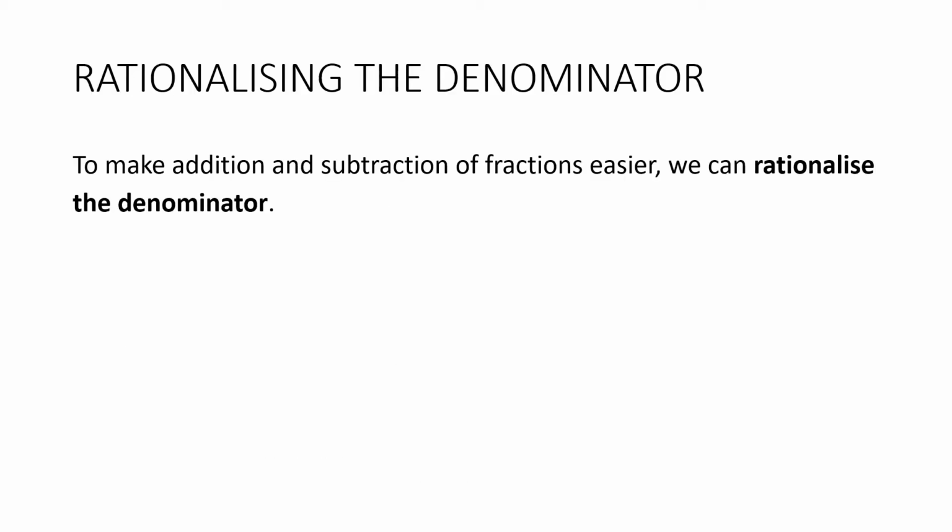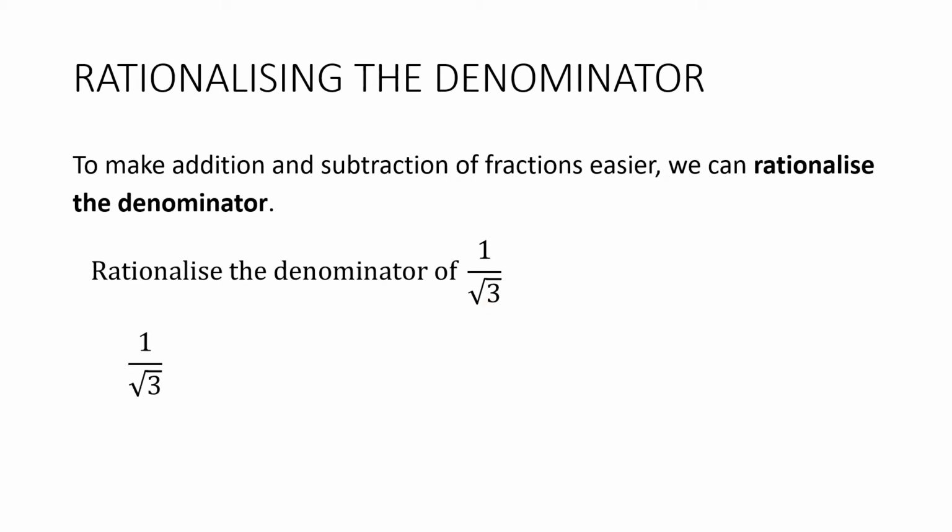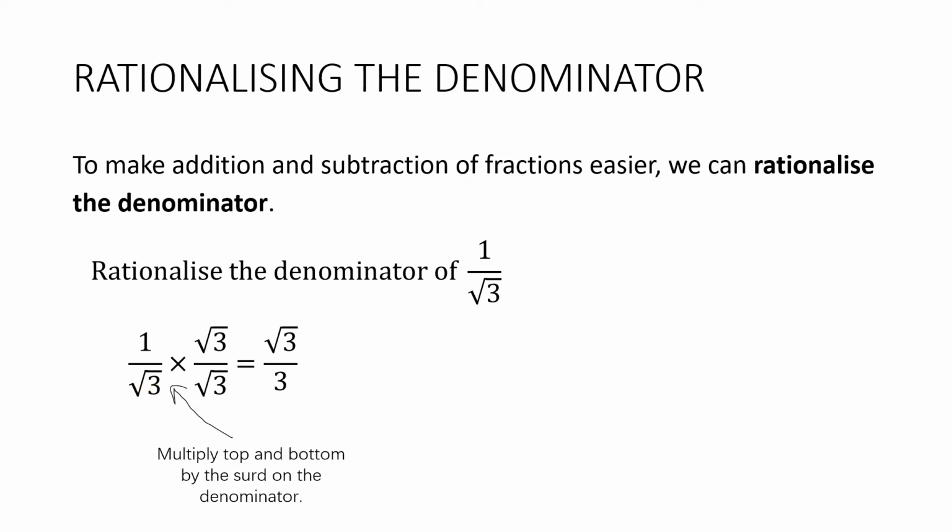Which leads us nicely into our last part for surds, which is rationalising the denominator. Now we do this to make addition and subtraction of fractions easier. So if we want to rationalise the denominator of 1 on root 3, all we do is multiply top and bottom by this surd. So take that, multiply it by root 3 on root 3. Across the top gives us root 3, across the bottom gives us 3. And you can see how the denominator has become rational.